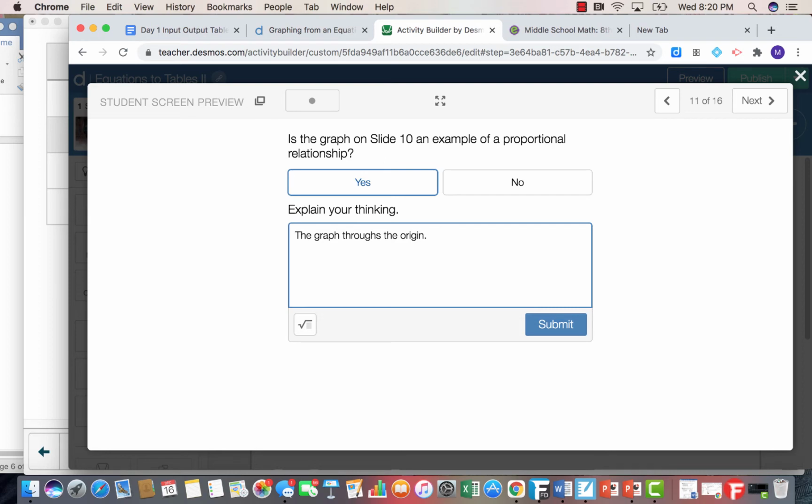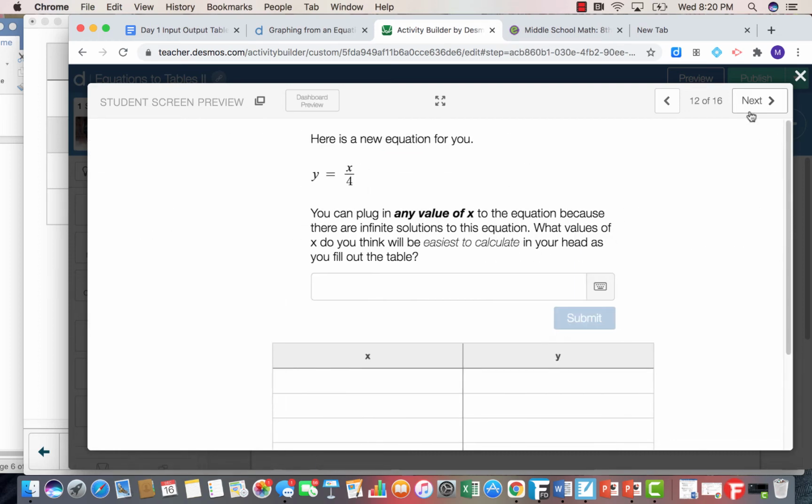If the rule was y equals 2 times x plus 5 or something like that, it would mean it's not a proportional relationship. But just for your simplicity, the graph, I skipped the word goes. I can't type. The graph goes through the origin. And we'll hit submit there. I'm not going to do that, but you will.